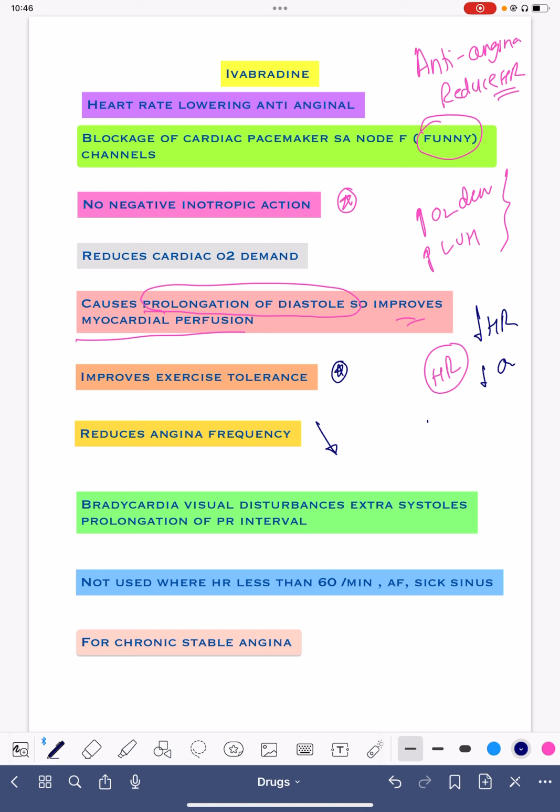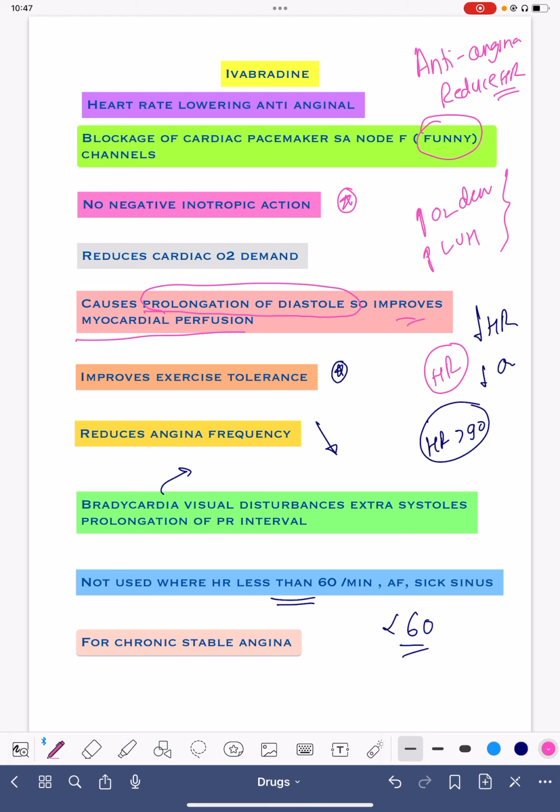So, whenever the patient has a heart rate of more than 60, this drug can be considered. Usually, if the heart rate is more than 90, this drug is very commonly considered to reduce the heart rate below 90 so that the heart rate can be targeted between 60 and 90. It very commonly can cause bradycardia, so the drug should not be used whenever the heart rate is less than 60. If the heart rate is irregular, that is, if the patient has atrial fibrillation, or if there is sick sinus syndrome, we should not use the drug at all.